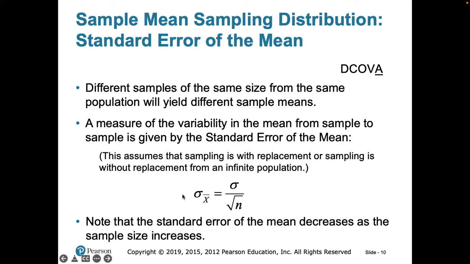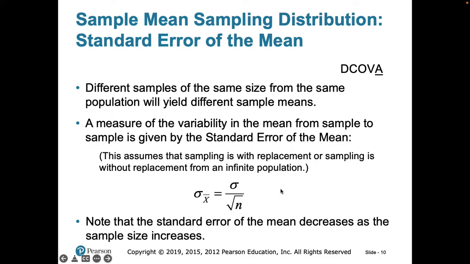As you can see here, you have your standard deviation, and to get the standard error, you take the standard deviation and divide it by the square root of the sample size. So the more samples you get, the more accurate the number is going to be.